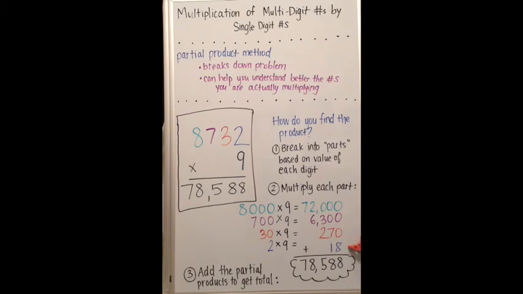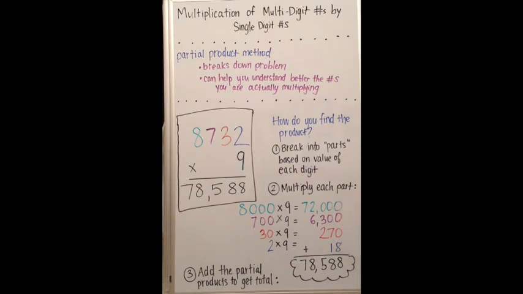Now I'm ready for my fourth and final factor. And that's a 2. And the 2 in the ones place, pretty easy. The value is just 2. 2 times 9 is 18. Notice I still kept all of my digits lined up in the ones place, tens place, and so on.